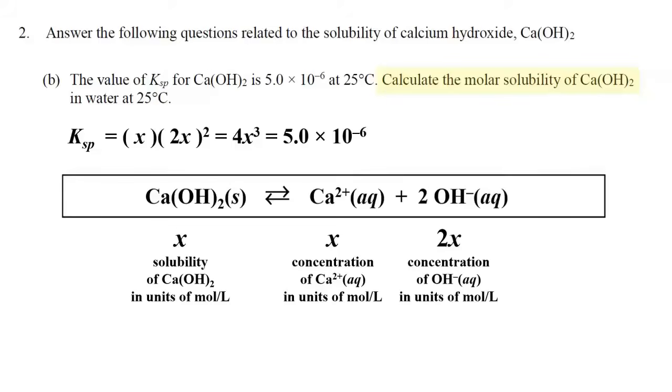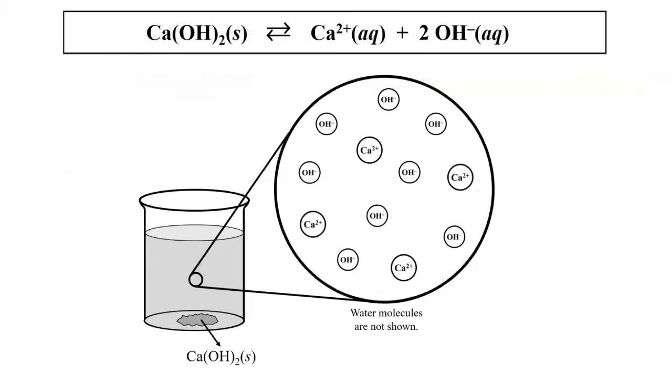And they were giving us in part B the value for the Ksp for calcium hydroxide. It's 5.0 times 10 to the negative 6. Calculate the molar solubility of calcium hydroxide, which would mean we are basically solving for X in this problem to determine the molar solubility of calcium hydroxide.